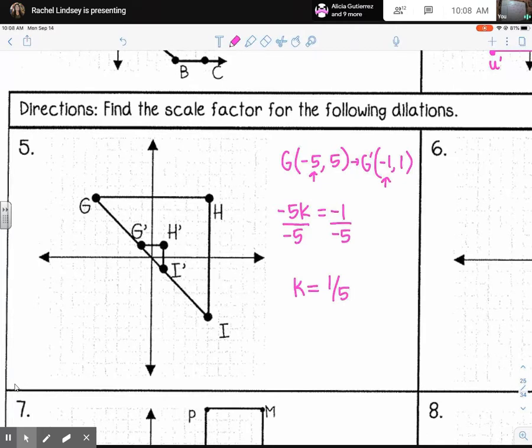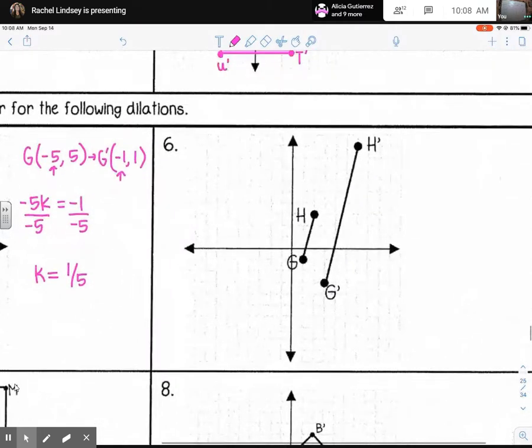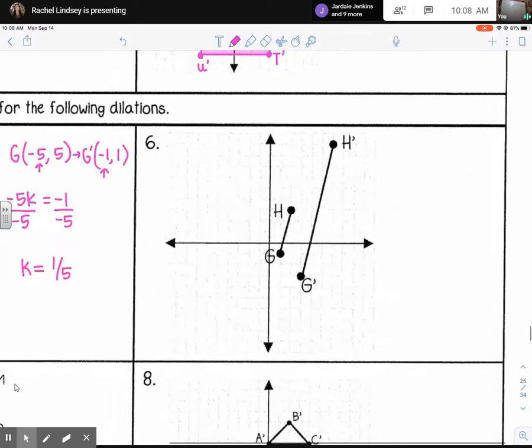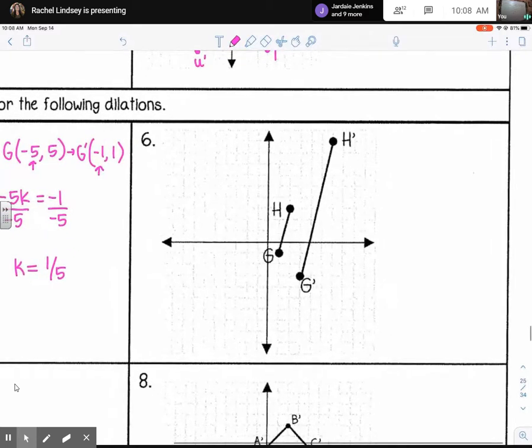Okay, we're going to do the same steps on number 6. So I'm going from HG to H prime G prime. Am I enlarging or reducing? Enlarging, which means that my scale factor should be larger than 1. So, do you want me to do G or H? H. H, okay? So H starts off where? 2, 3. And then H prime, where's that?